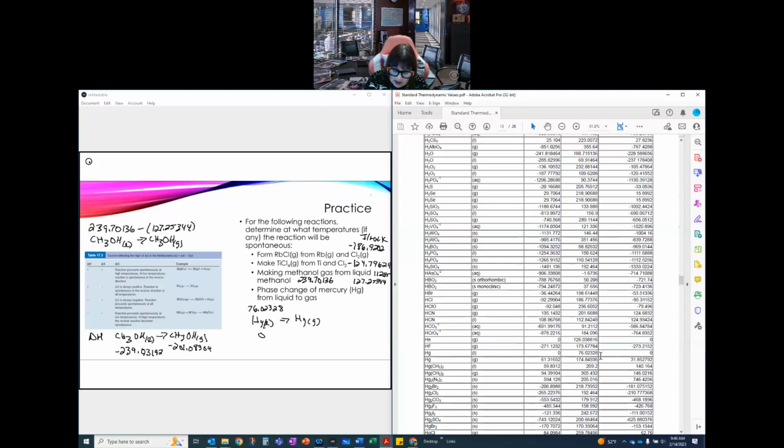My entropy for the gas is 174.84936. And my enthalpy is 61.3165. Okay, so products minus reactants on that delta S.